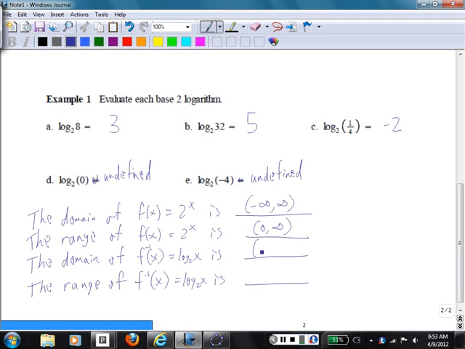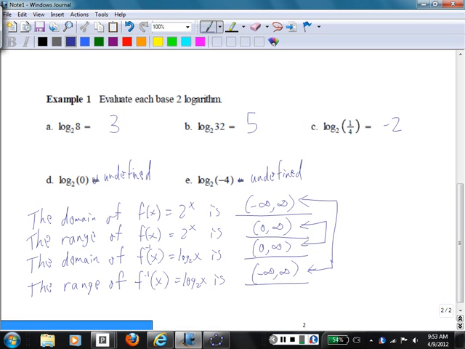So the domain of the inverse function is the same as the range of the exponential function. Those always have to match. The range of a function is always the same as the domain of its inverse. And what's maybe less obvious, because we haven't seen the graph yet, the range of the inverse function is always the same as the domain of the original.